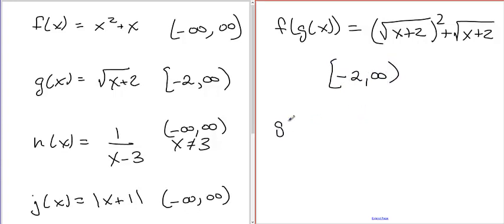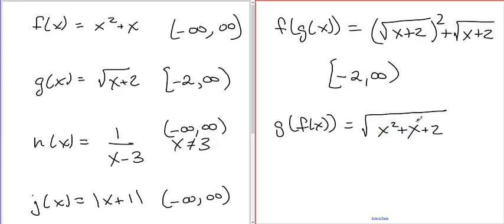Okay, let's look at the other way. g of f of x. So then we're substituting this into here. So you'd end up with the square root of x squared plus x plus 2. I'm substituting it for x plus 2. Now here you can see that I haven't simplified anything.